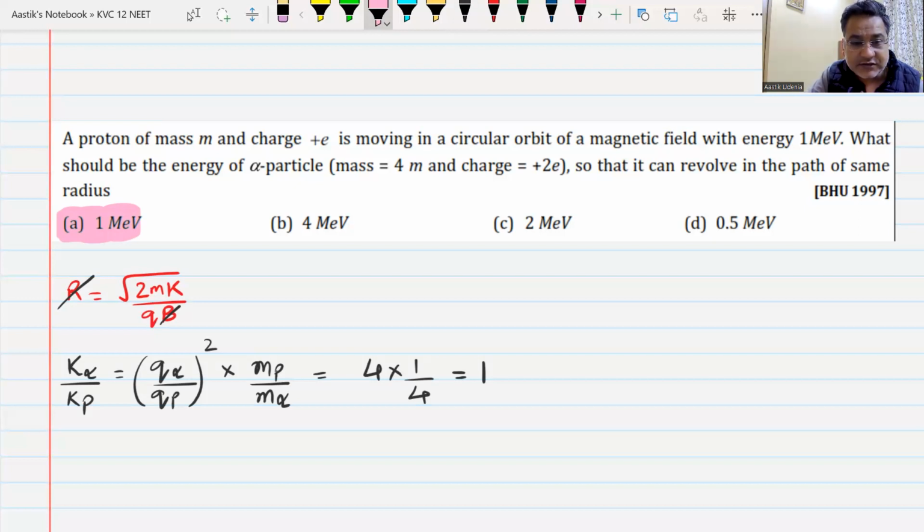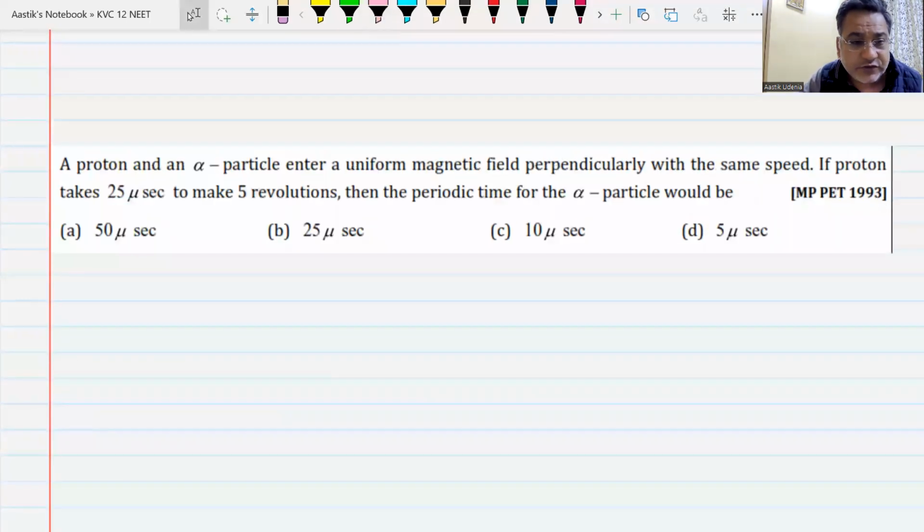Have we understood this? Yes or no? Well done. Again comes the next question, and I'll give you enough time, sufficient time for you to solve it. 2 minutes, 3 minutes. This is the question. A proton and an alpha particle enter a magnetic field perpendicularly with the same speed. The proton takes 25 microseconds to make 5 revolutions. What is the time for alpha particle? I'll give you time to solve it and give me the answer. Think correctly and give me the correct answer.